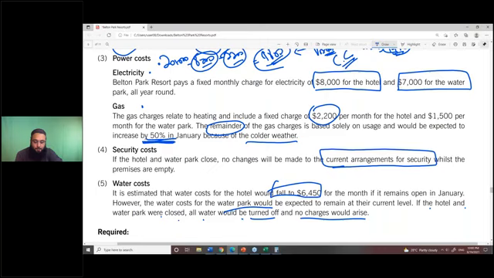Right. Now tell me, what do you think is relevant here? So it says that it is estimated that the water cost for the hotel would fall to 6,450. So from 12,900, this will fall to 6,450, which means that 6,450 is what you have to bear at any cost.